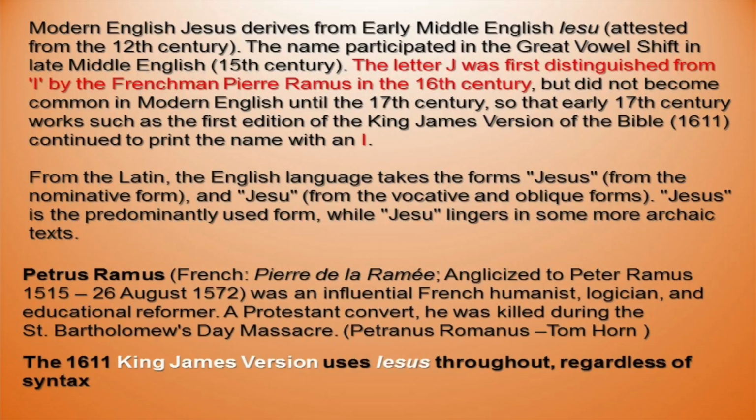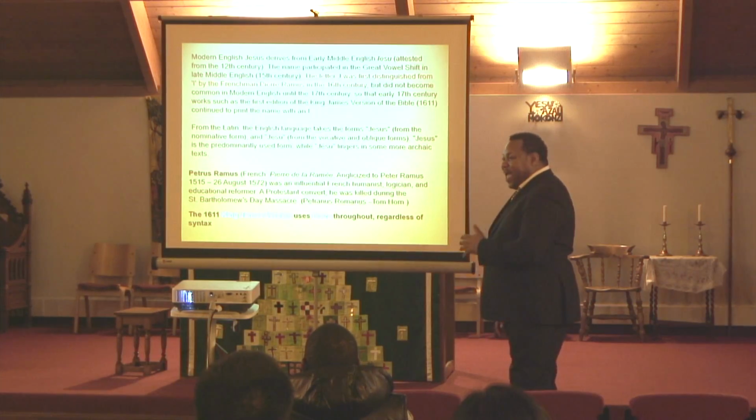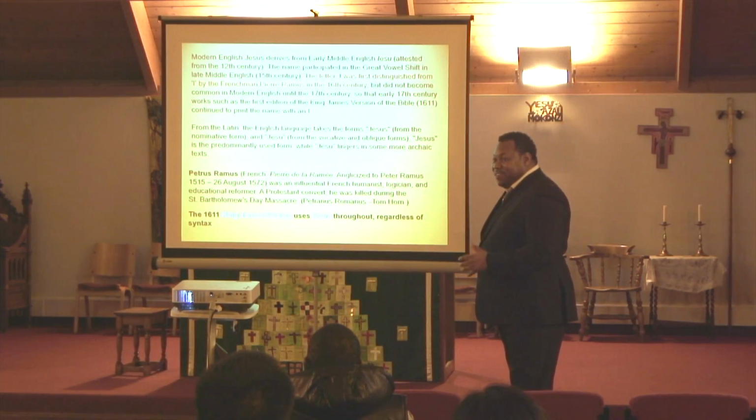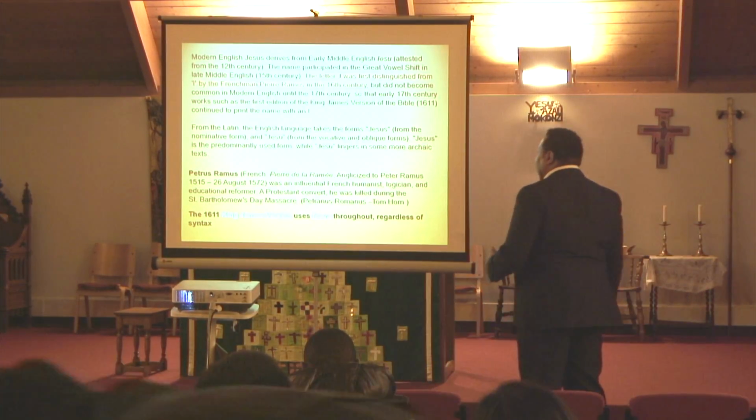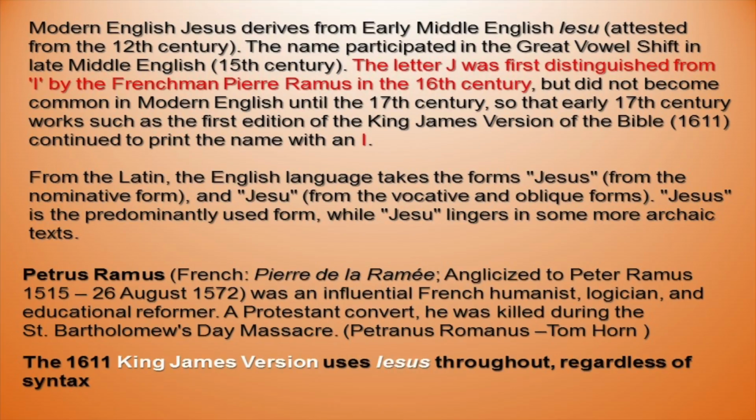But it did not become common in modern English. As with all things, when something new comes in, people don't jump on it straight away, books don't change straight away, it takes time. So until the 17th century AD, that's pretty recent as far as history goes, really recent, you might as well say yesterday, the letter J came into being. So early 17th century works, such as the first edition of the King James Bible in 1611, continued to print the name with an I, not a J.